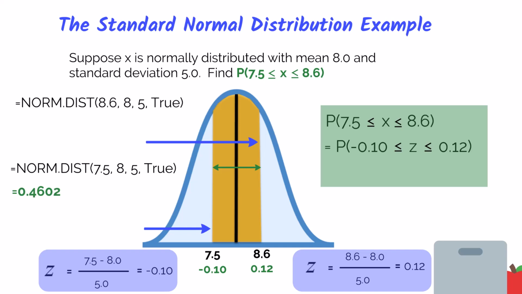Then we must do the same thing for our x value of 8.6. We'll type in equals norm.dist, the x value of 8.6, the mean of 8, standard deviation of 5, and type in true as well. And we get 0.5478. So now that we've calculated the two areas, we can use these two numbers to calculate the region that we're interested in. So we're going to take 0.5478, and then we're going to subtract 0.4602, and we get 0.0876. So therefore, the probability that our x is somewhere between 7.5 and 8.6 is relatively small at 8.76%.